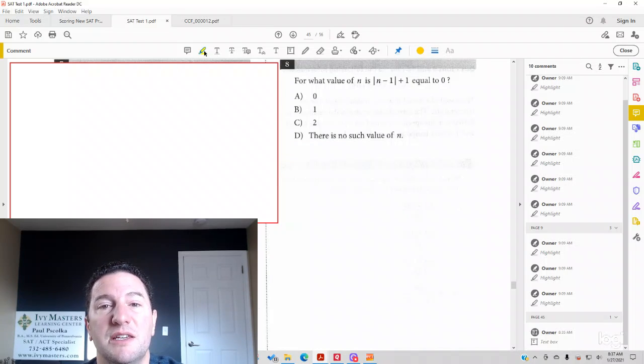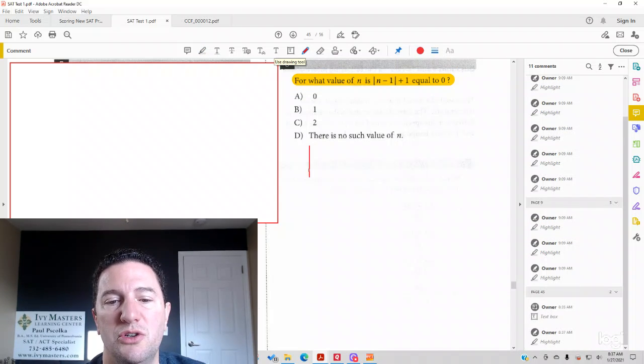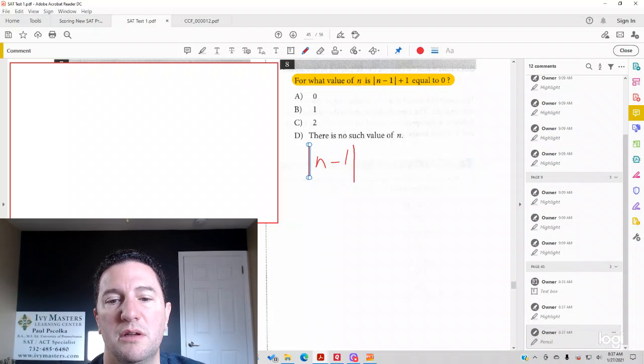And today we're going to look at Test 1, Section 4, Number 8, which reads: for what value of n is the absolute value of n minus 1, plus 1, equal to 0? So we write down the equation: absolute value of n minus 1, plus 1, equals 0.